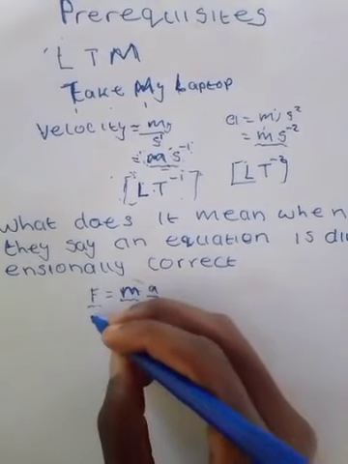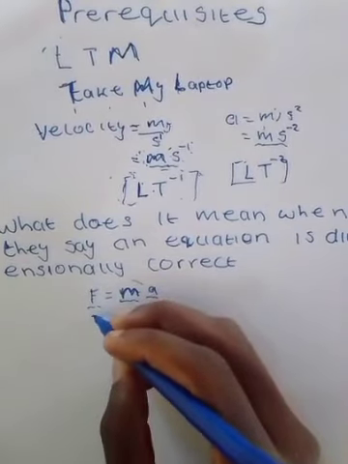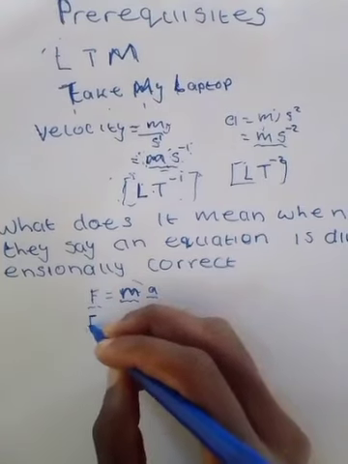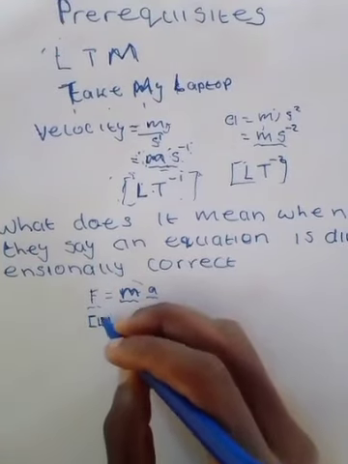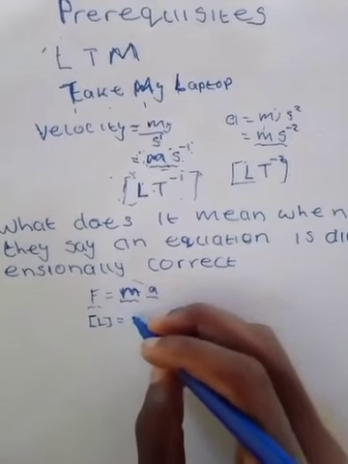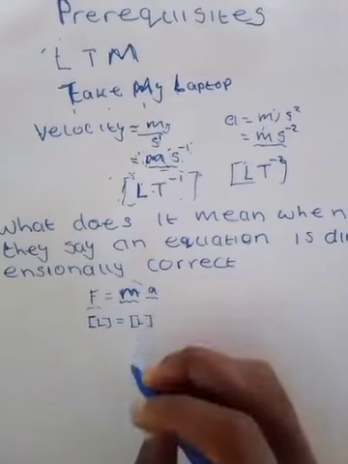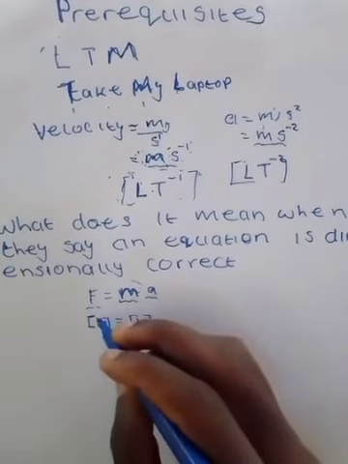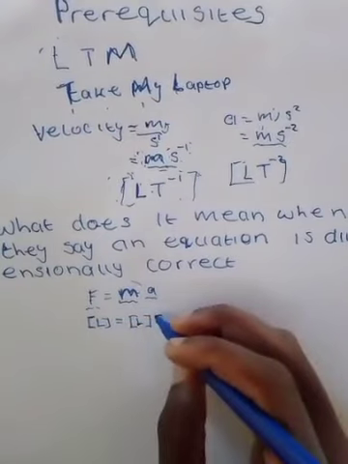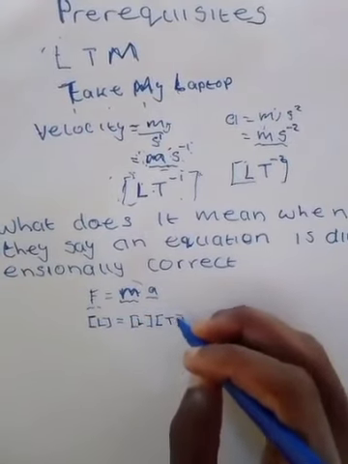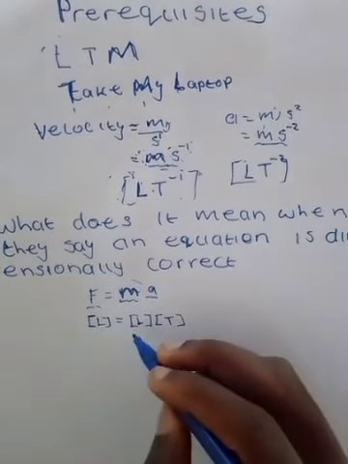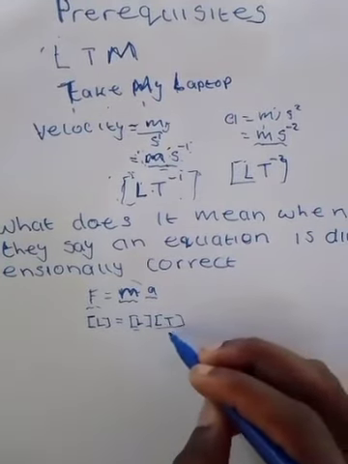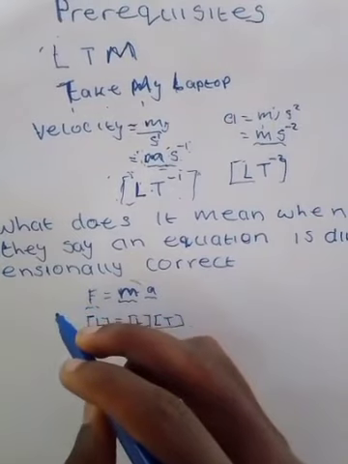meaning that if you were to simplify this, you should at least end up with, maybe I'm just giving an example, the left hand side having L, the length dimension, and the right hand side also having the length dimension. If you end up with something else, maybe let's say this side is having L and the other side is having maybe T, after you simplify them, then it will mean that it is not dimensionally correct. So the dimensions on the left hand side and on the right hand side should be the same.